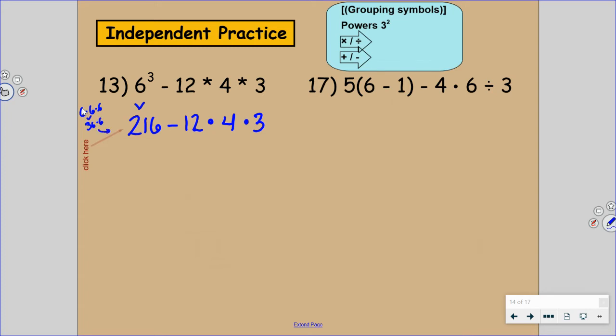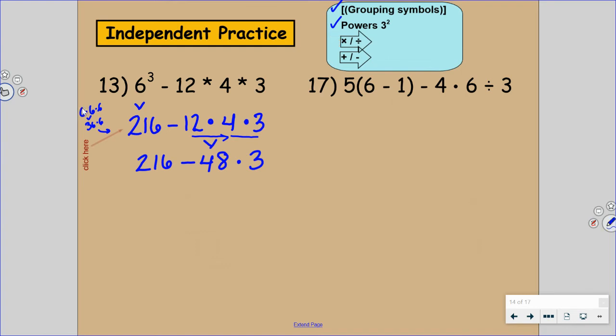Okay, so grouping symbols, check. Powers, done. Any multiply or divide? Oh, yes, there is. And as a matter of fact, there's not one, but 2 different products. So let's go left to right. First thing we're going to do, multiply 12 groups of 4, which is 48. Don't start subtracting yet. We have not yet finished this guy.